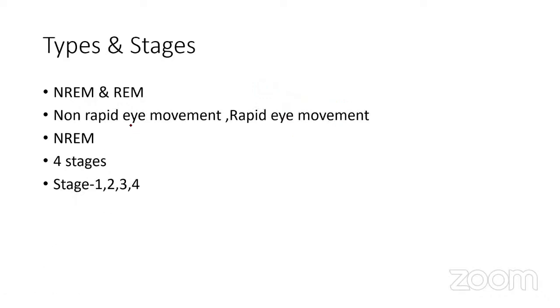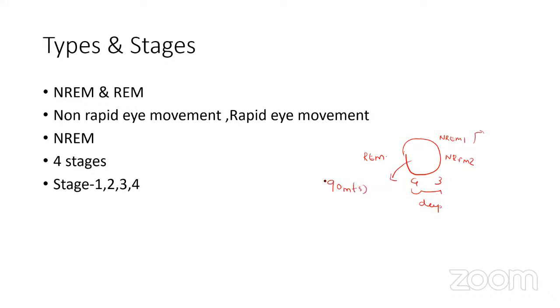Next, we will see the important stages of sleep. This is a representation of the sleep cycle, which starts from NREM stage 1, NREM stage 2, stage 3, stage 4, and REM sleep. This is a lighter form of sleep, and here it becomes deep sleep. The normal duration of a sleep cycle is around 90 minutes.